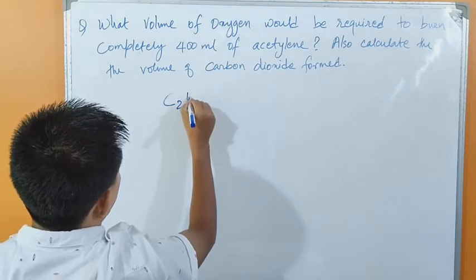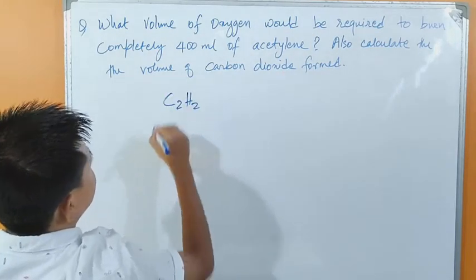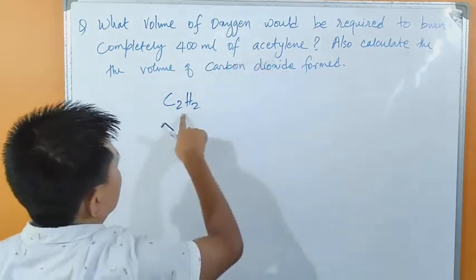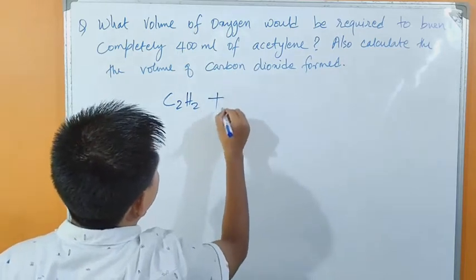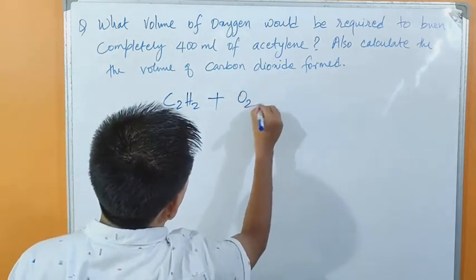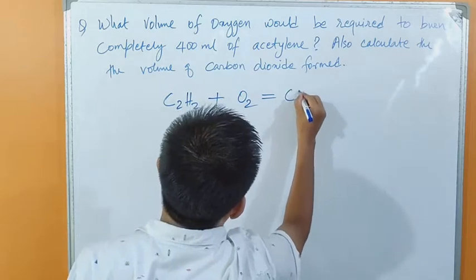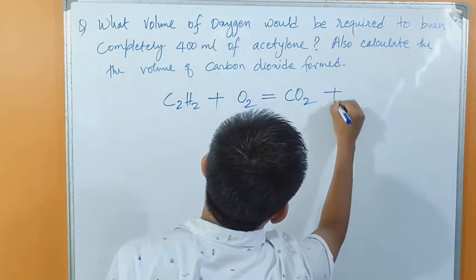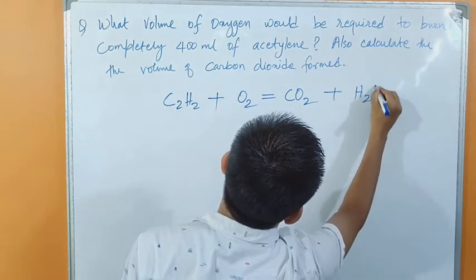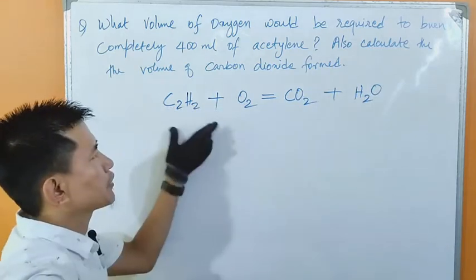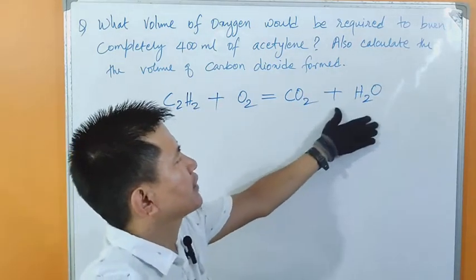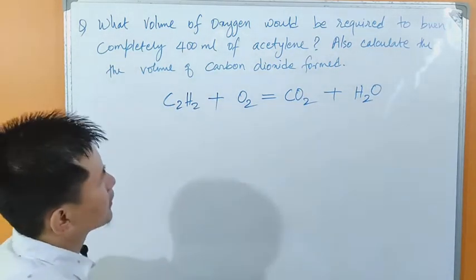Acetylene gas, C2H2. The formula for acetylene is C2H2. Acetylene burns in oxygen to produce carbon dioxide and water. Now let us balance the chemical equation.